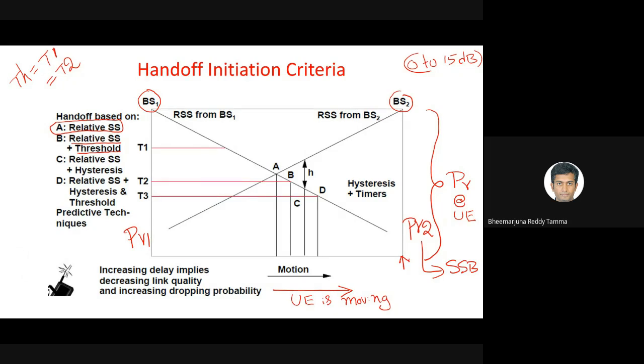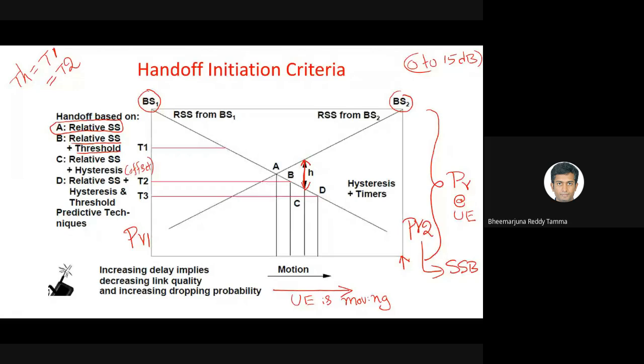And very often to address these ping pong effects, rather than just worrying about threshold and becoming a victim of choosing a poor threshold, we use something called hysteresis margin. Basically, it is nothing but an offset. So in this case, we are not only looking at the relative signal strength, you are making sure that the difference between PR1 and PR2 is greater than or equal to the hysteresis margin or hysteresis offset, whatever you call it.